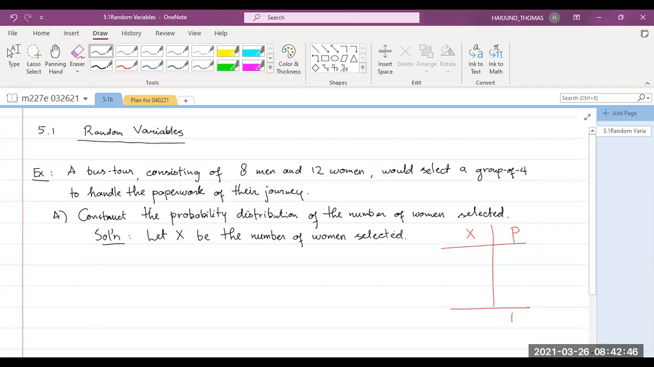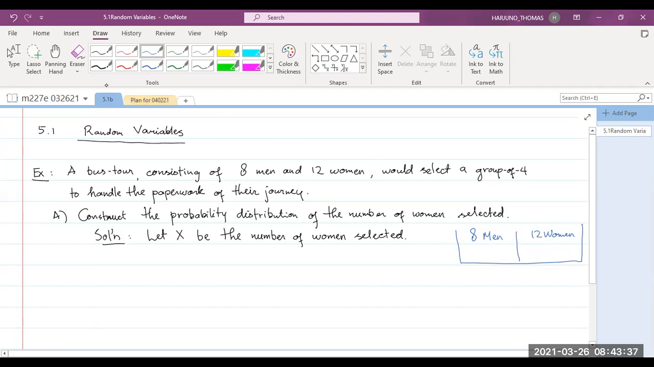When we select 4 people from these 20 people, we have the sample space, but from that sample space, we can choose what to look at. And here, in this case, let's choose to look at the number of women selected. Okay, maybe after this, I will ask you to construct the probability distribution of the number of men selected. But let's do the women first. Let X be the number of women selected. Okay, and we have 8 men, 12 women, right? We want to select 4 members from them. Okay, a total of 4.